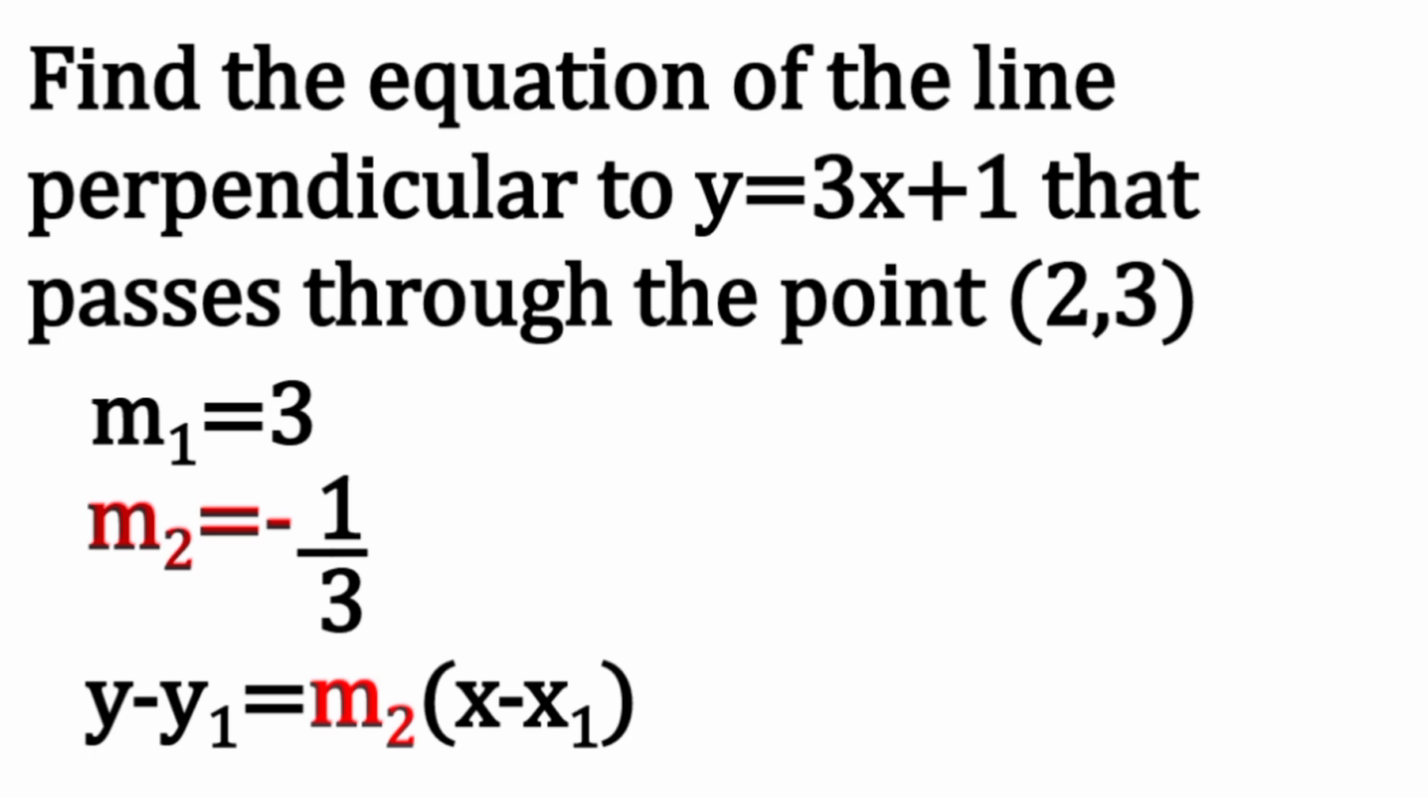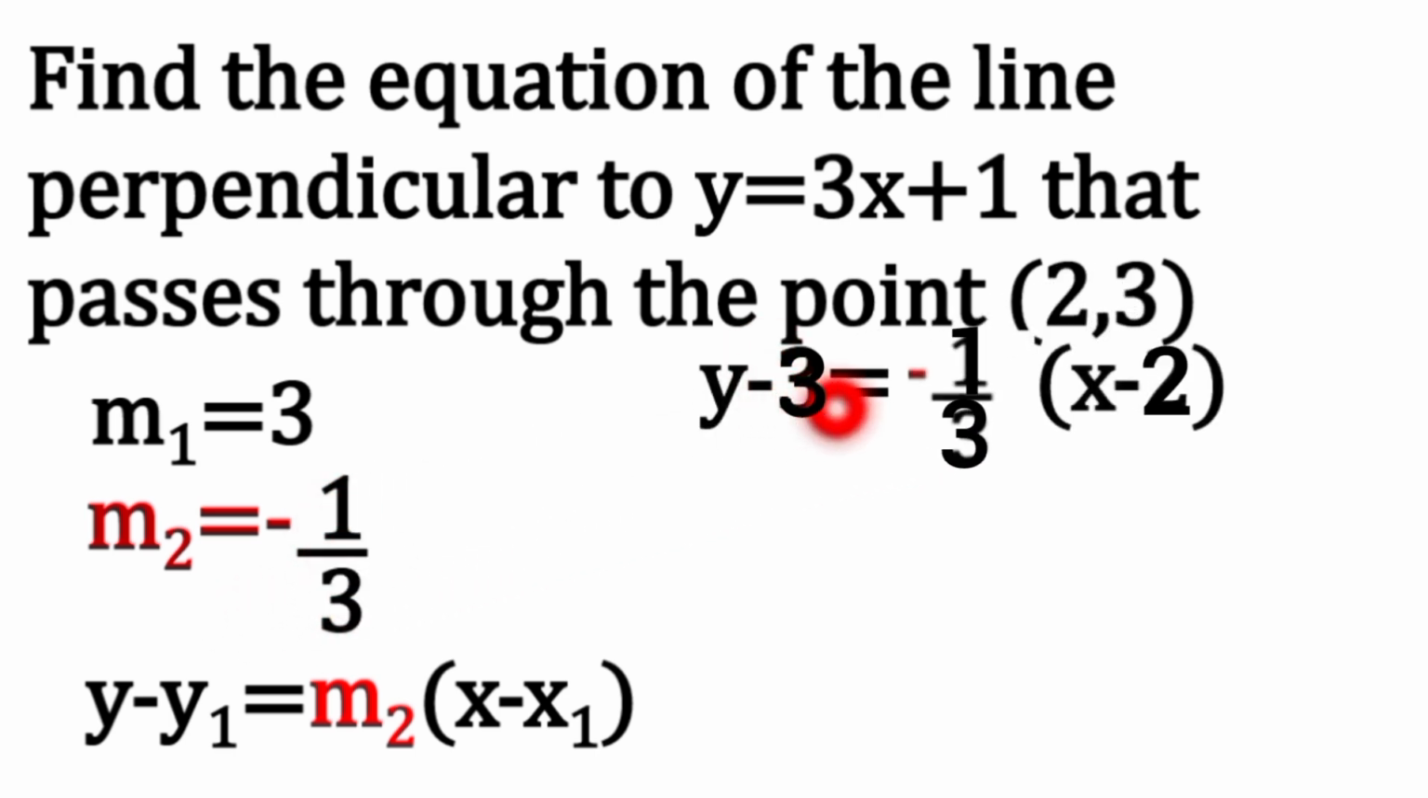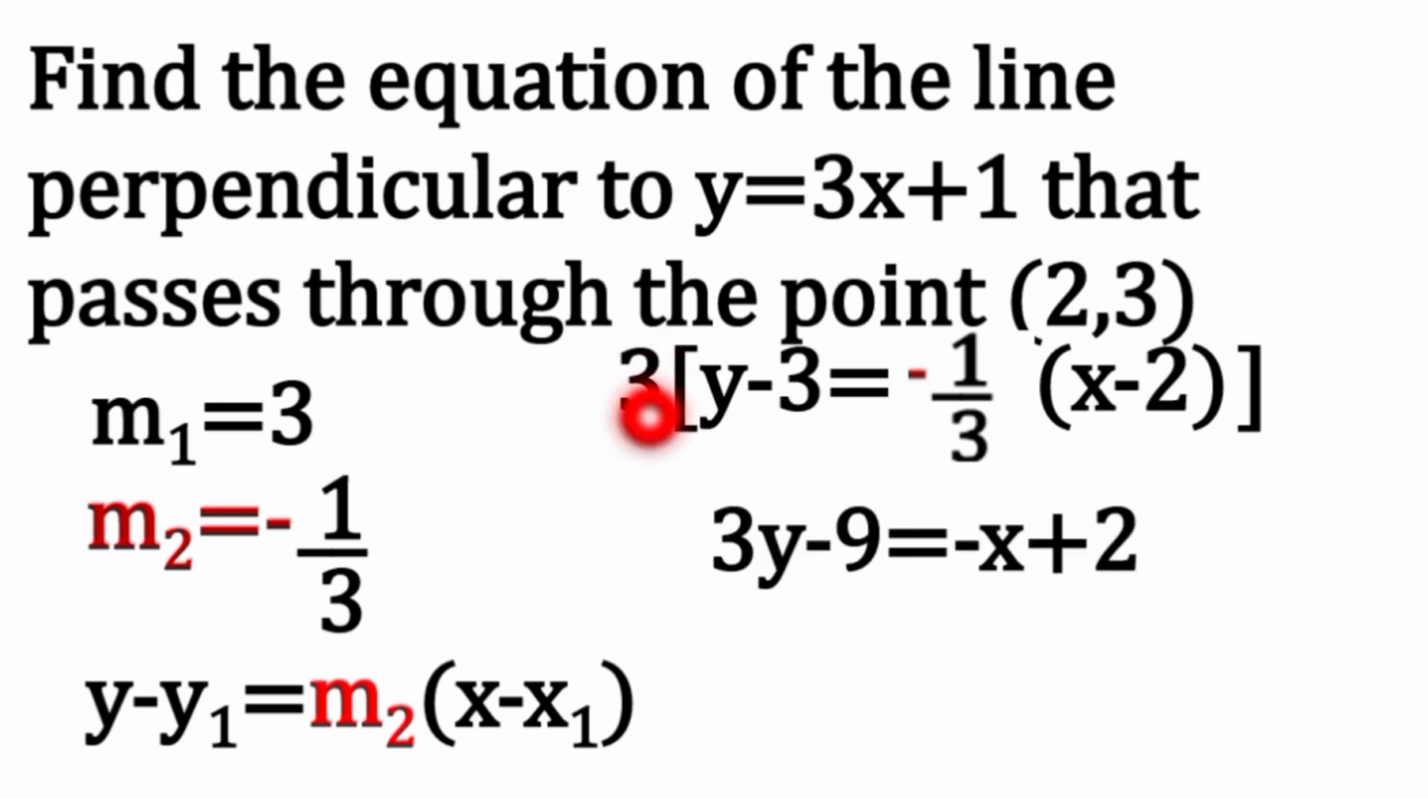So substitute, we can use the point 2 for x and 3 for y, and this is the slope here. So y minus 3 equals negative 1/3 times x minus 2. And to get rid of this 3 in the denominator, we can multiply the whole equation by 3. So 3 times y is 3y, 3 times 3 is 9, minus 9. Then this cancels. If you multiply this one, it will cancel, so negative 1.